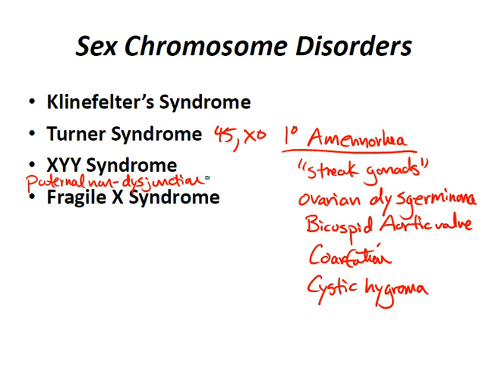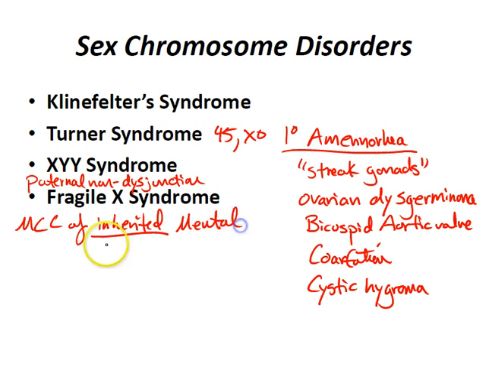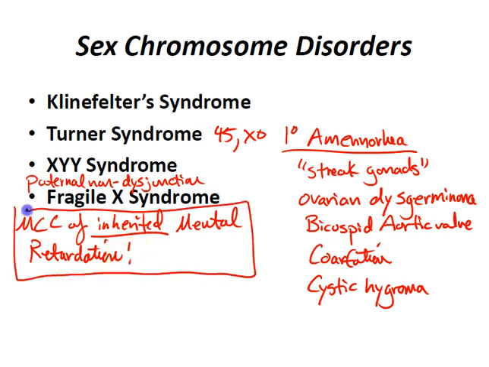And then we've got Fragile X syndrome. This is the most common cause of inherited mental retardation. A lot of people don't know that. And note Down syndrome is the most common genetic form of mental retardation, whereas Fragile X syndrome is the most common inherited form of mental retardation.